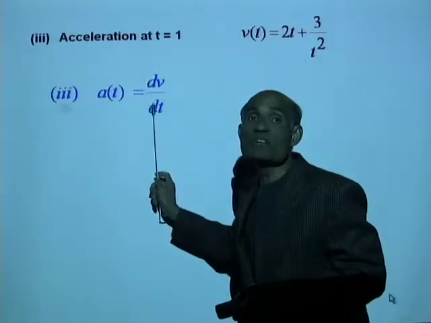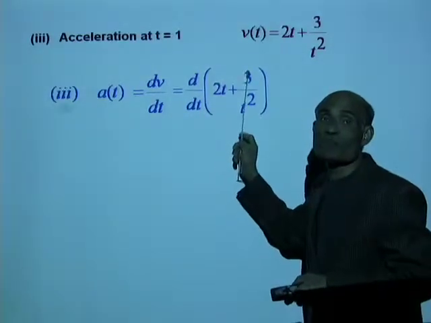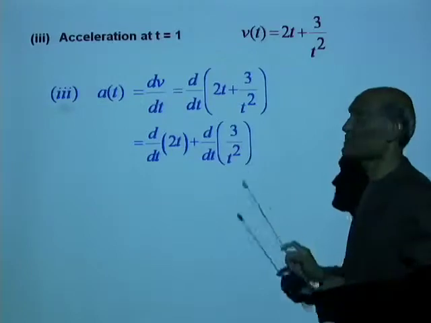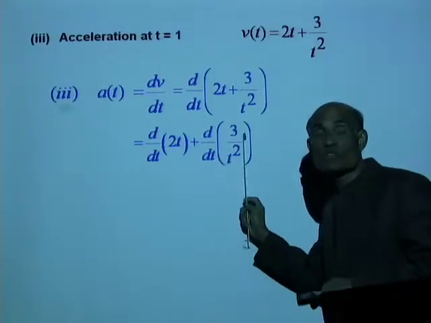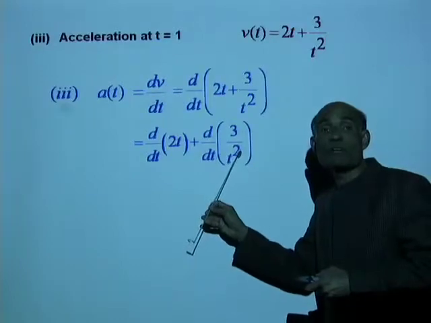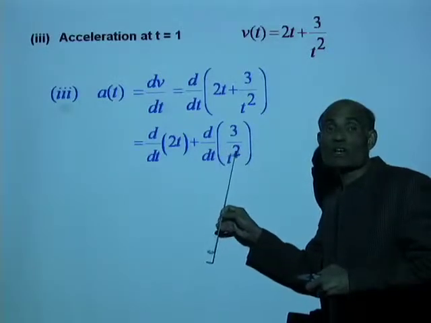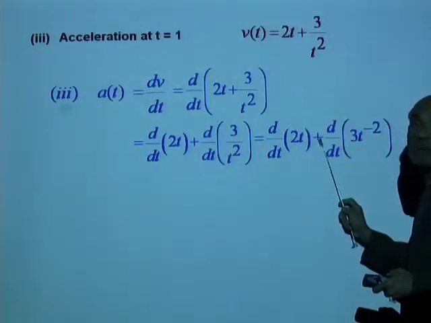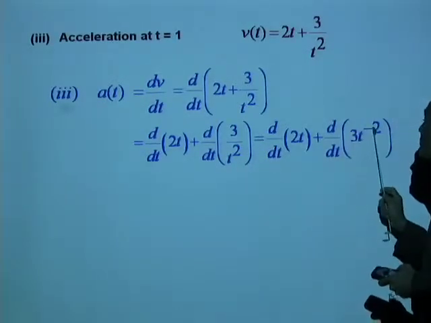A of t is dv by dt, derivative of velocity with respect to time. That will be d by dt of 2t plus 3 over t squared, which is derivative of 2t plus the derivative of 3 over t squared. Well, it's easy to find the derivative of 2t, but to find the derivative of 3 over t squared, you need to write it in a form where we can use the power rule. That means the t squared from the denominator, we should take it up to the numerator. What would that become? t squared moved from the denominator will become t to the power of negative 2 on the numerator. So that will be derivative of 2t plus derivative of 3 over t squared is 3 times t to the power of negative 2.